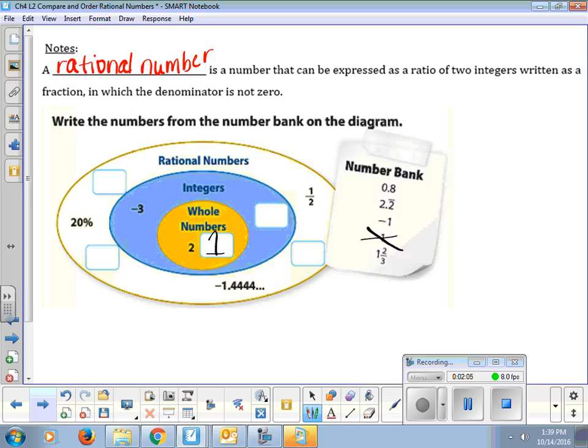For integers, that's what we did in our last unit. Integers are positive and negative whole numbers. So what could we put in our circle for integers from our number bank? -1, so we're going to fill that in here. We have 3 boxes remaining for rational numbers. Rational numbers can be decimals like 0.8. A rational number can be a repeating decimal like 2.2 repeating. Remember that line above is called bar notation, and it represents that we have a repeating decimal. And our last one we have is 1 2/3. Rational numbers could be fractions or mixed numbers.